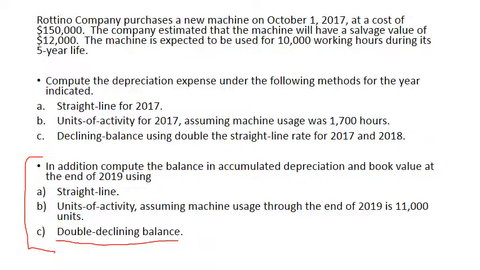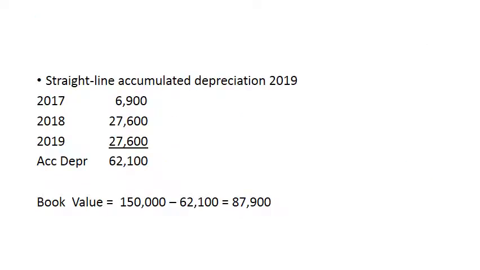So for straight line, if I want to know what's going on for 2019, well, in 2017, we did the calculation. 2017 was 3/12, so we took a partial year. 2018 was a full year. 2019 is a full year. So when we add those up, the accumulated depreciation would be 62,100. And the book value will then be the cost of 150,000 minus accumulated depreciation. So the book value is $87,900. So that's really straightforward.